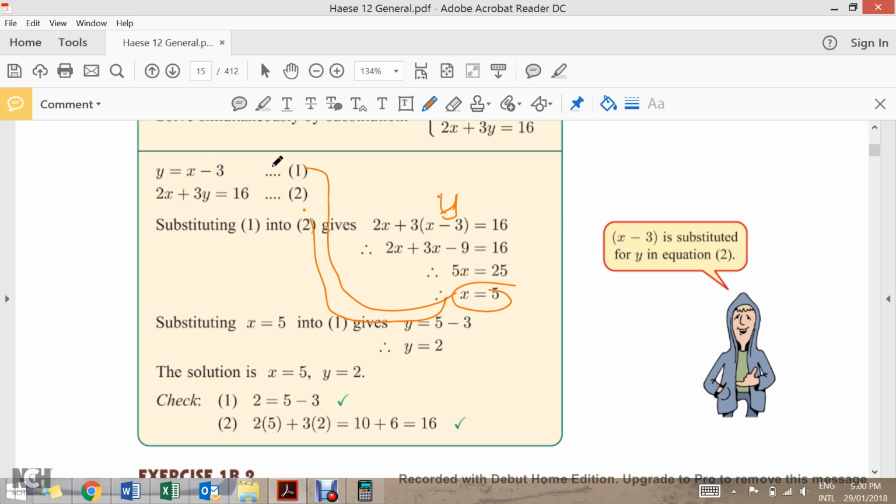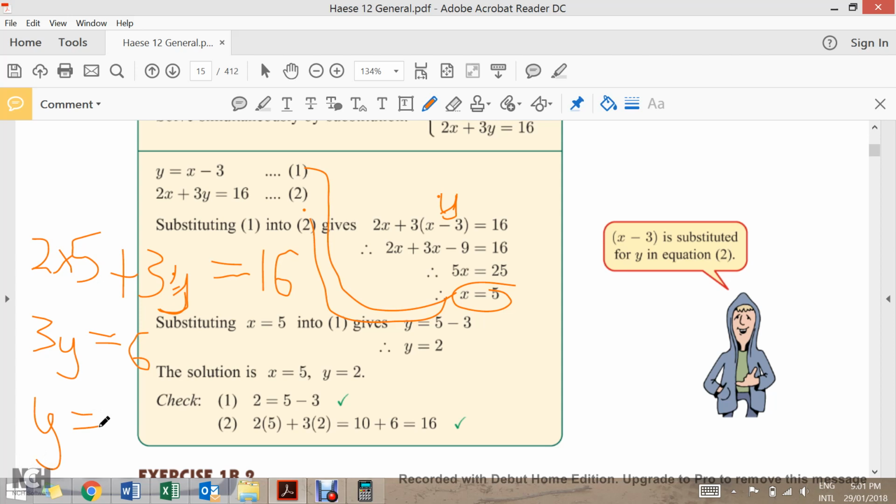What if we did that over here? We did 2 lots of 5 plus 3y equals 16. Well, if you simplify that, you're going to get 3y equals 16. Take away the 2 times 5, which is 10. So 3y equals 16, take 10, which will be 6. Get rid of this 3 times here. We'll end up with y equals 6 divided by 3, which is 2. So same answer, either equation you use.